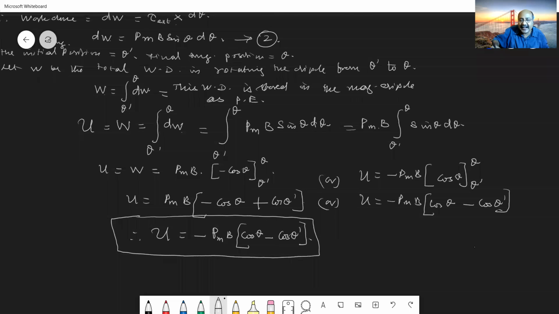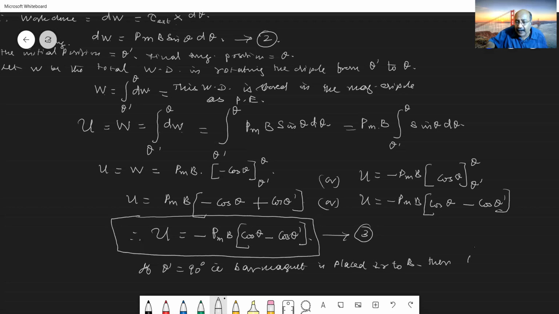Let us consider this equation as equation number 3. Usually, in usual conditions, the initial position theta dash is kept perpendicular to that of the magnetic field. If theta dash is equal to 90 degrees, that is, initially the Bohr magnet is placed perpendicular to the magnetic field B, then what will be that value?